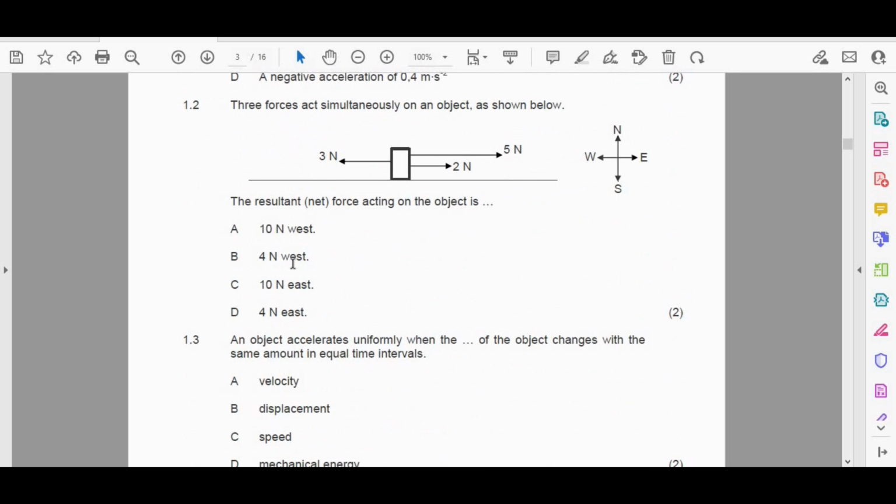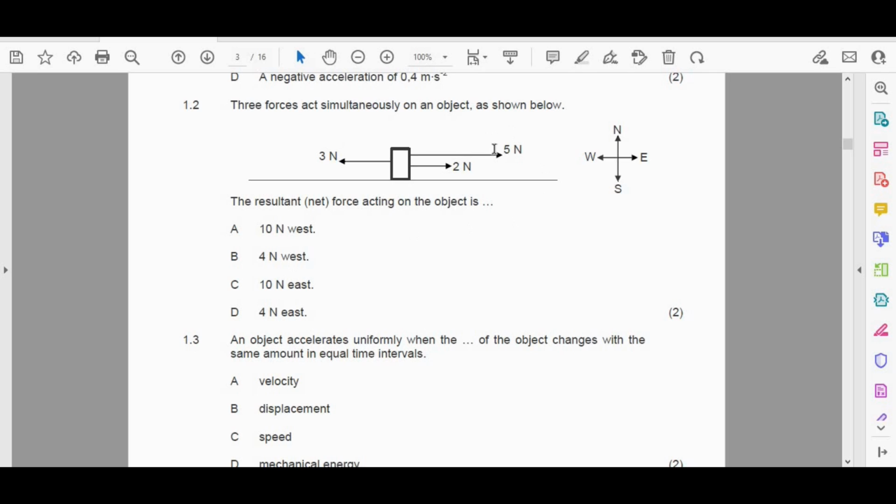Let's look at 1.2. 3 forces act simultaneously on an object as shown below: 3 newtons going to the left, 2 newtons going to the right, as well as 5 newtons going to the right, so east and west. Determine the resultant or net force acting on the object. We know we've got 7 newtons going in the easterly direction, and 3 newtons going left is negative, so that's 7 minus 3. We're definitely going to have an answer of 4 newtons.